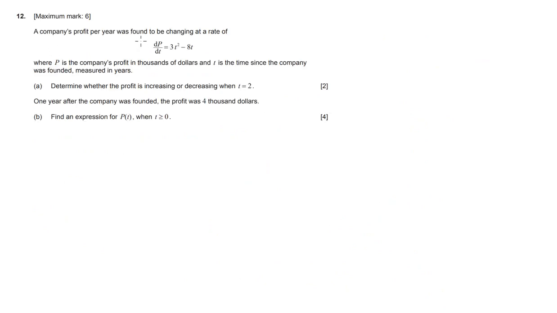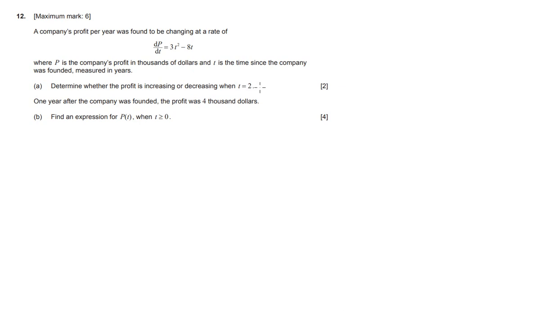A company's profit per year was found to be changing at a rate of dP/dt equals 3t squared minus 8t, right? That's our derivative, where P is the company's profit in thousands of dollars and t is the time since the company was founded, measured in years. So change in profit over change in time is going to equal this. Determine whether the profit is increasing or decreasing when t equals 2.